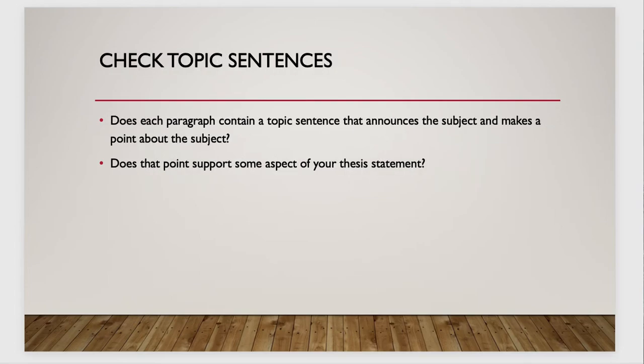Check topic sentences. Does each paragraph contain a topic sentence that announces the subject and makes a point about the subject? Topic sentences should be like mini thesis statements. They're like little arguments that relate back to the overall argument. Topic sentences should not be descriptions and they should not be facts. They should be opinions that can be supported and are supported by the rest of the paragraph. And does your point in your topic sentence support some aspect of your thesis statement? Of course, make sure that it does and that it advances your overall argument.